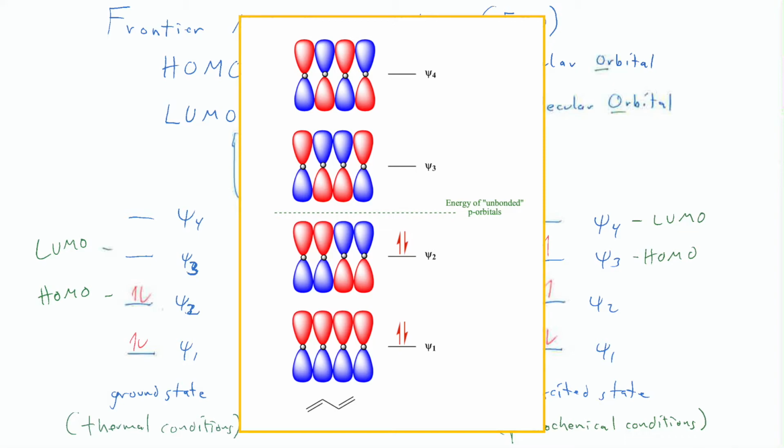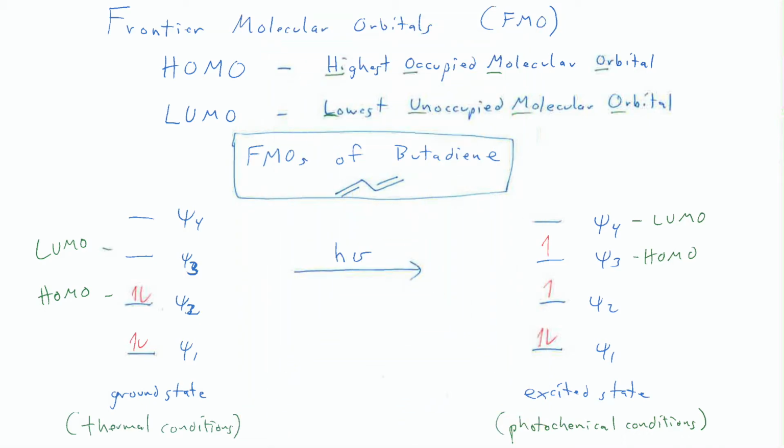Now you might notice a pattern here. Psi1 is symmetric, and then it simply alternates from there. Psi2 is asymmetric, psi3 is symmetric, psi4 is asymmetric. And this will always be the case. You will always know that psi1, the lowest energy orbital overall, is symmetric, and that they simply alternate going up from there. So those are the basics of FMO theory.